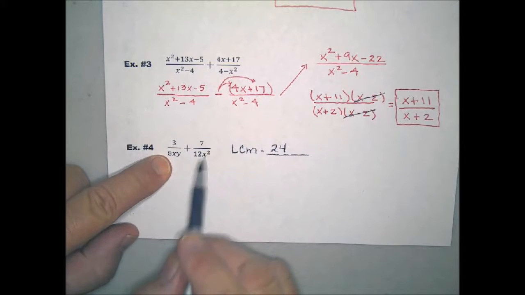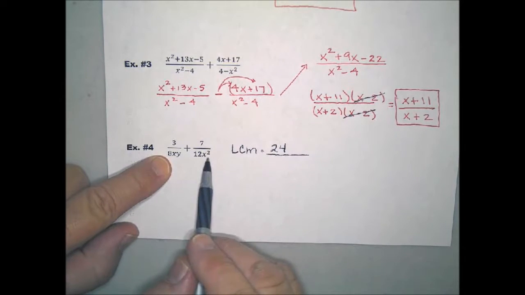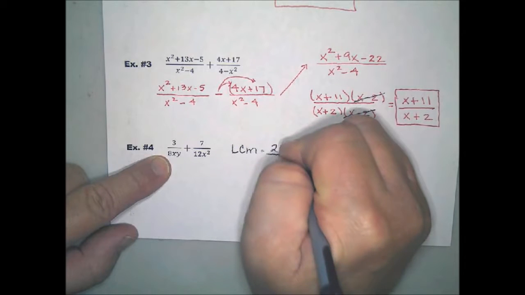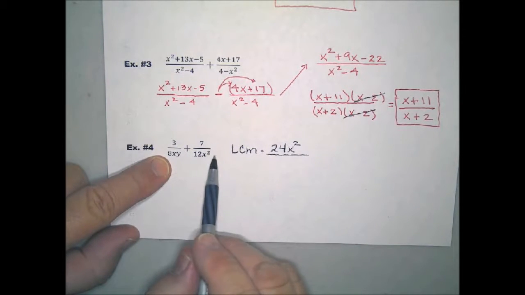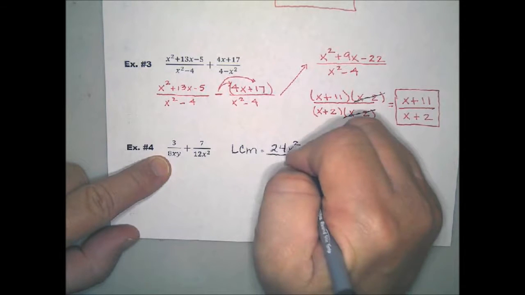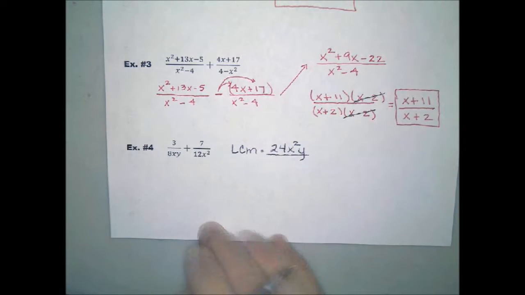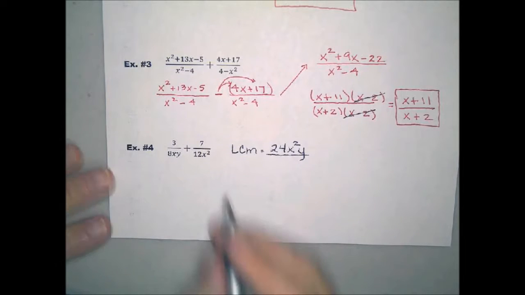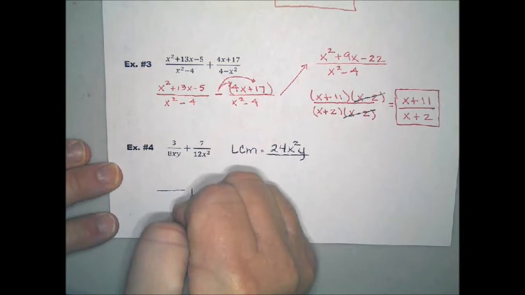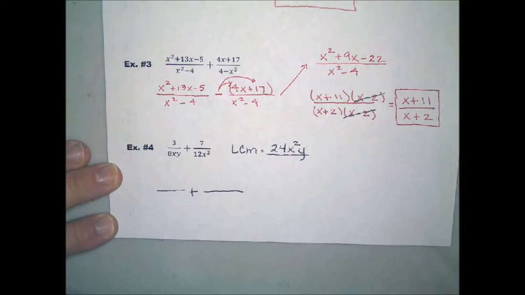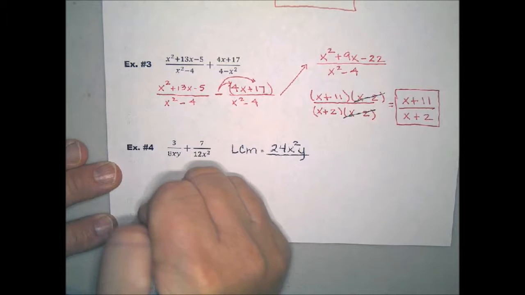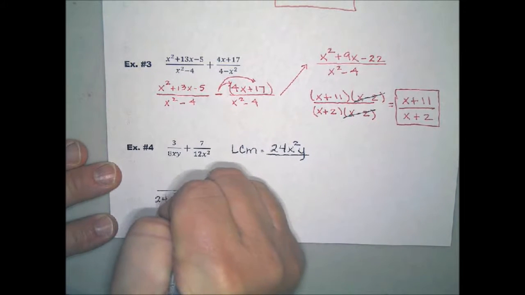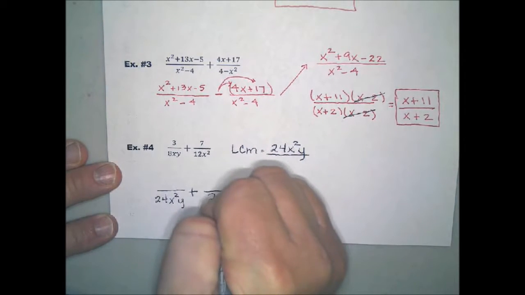Now, x and x squared, what would be the lowest common denominator? It would be x squared. Now, this fraction has a y and this one doesn't, so the common denominator would have to include the y. So what we've found, by finding our least common multiple, we've actually found our lowest common denominator. It's 24x squared y.